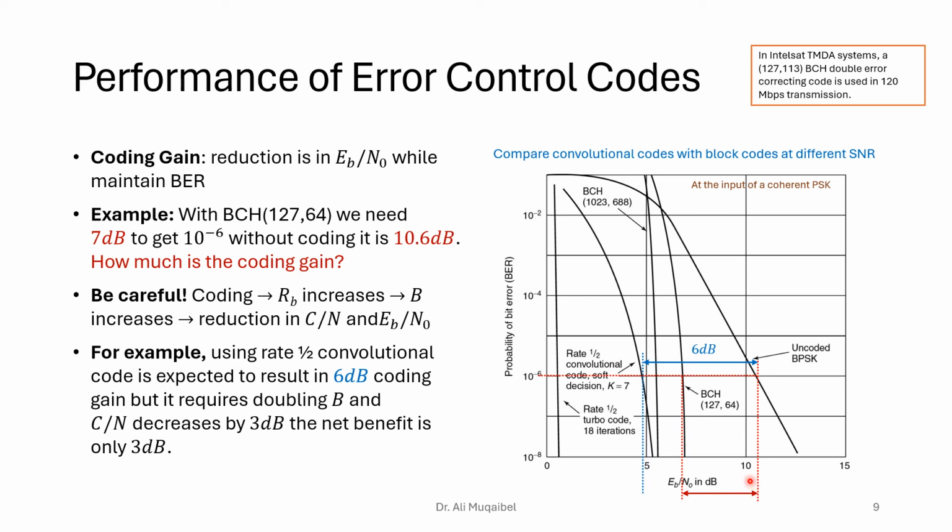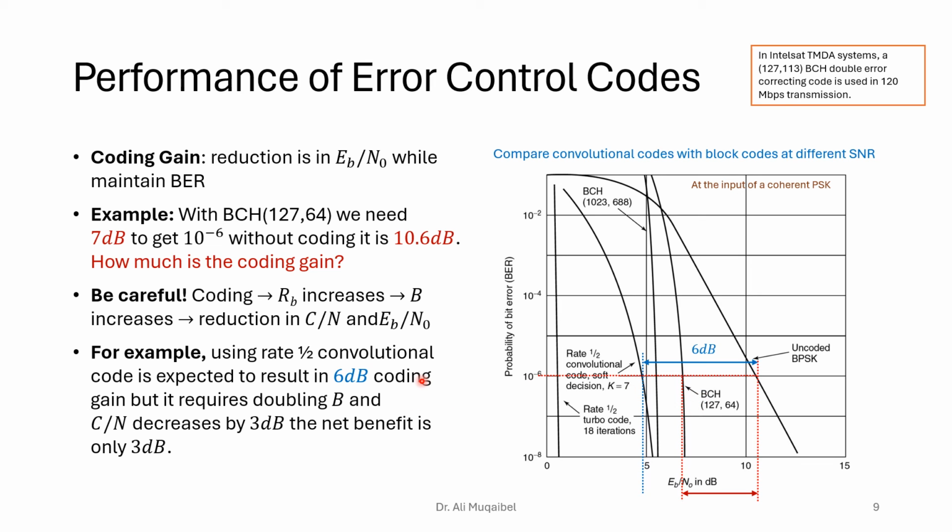But be careful, this is not pure gain, because when we did coding, we have changed the rate of transmission, and that affects the bandwidth, and the bandwidth, of course, results in reduction in carrier to noise ratio, and finally Eb over N0. So to sum up, I would like you to notice that there is a direct gain, coding gain, because of the coding, but there is also a cost you have to account for.